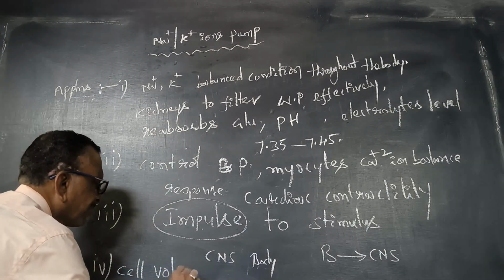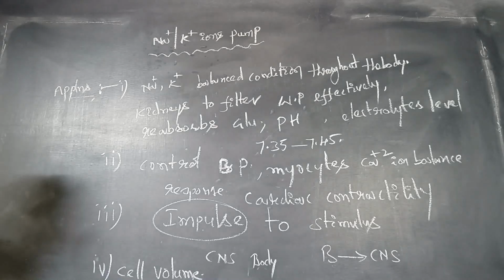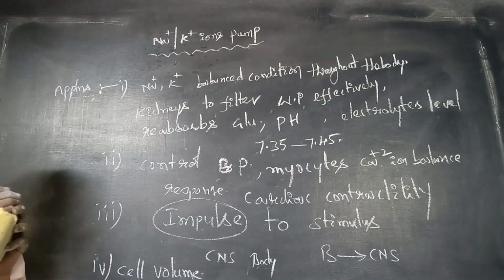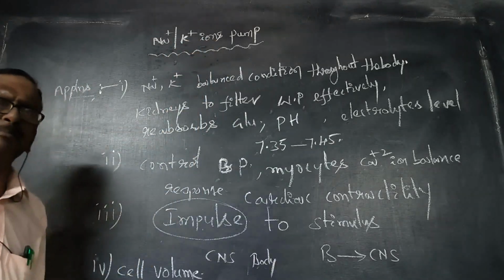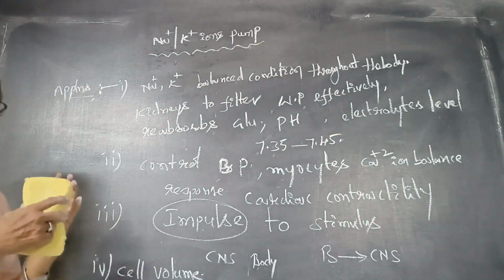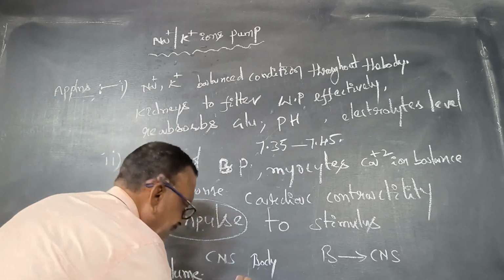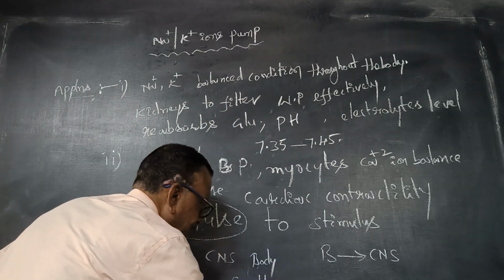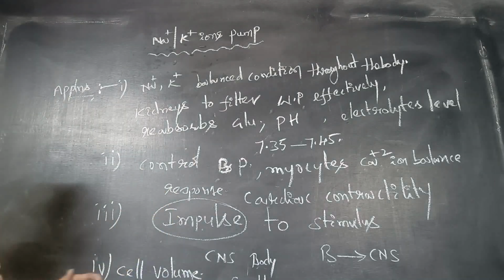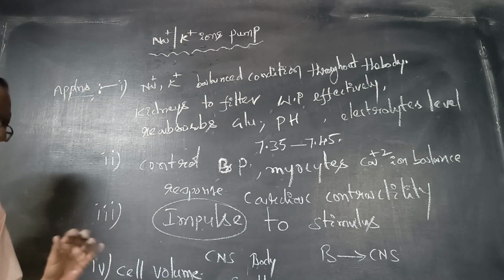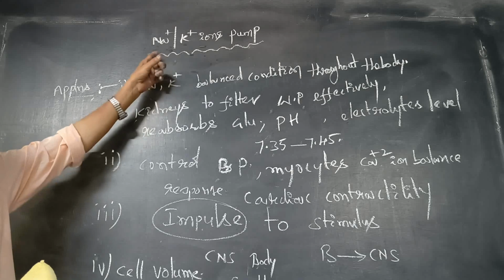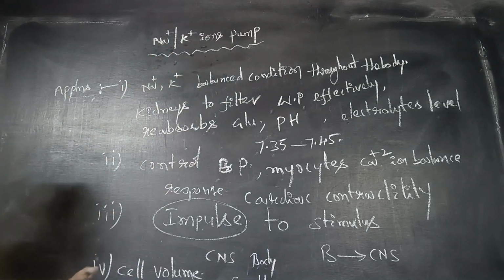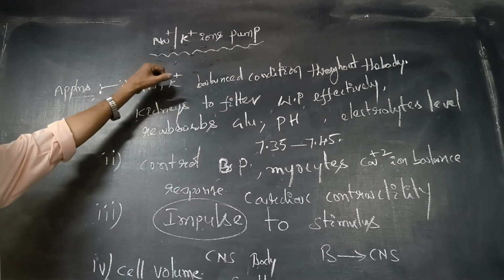It controls or regulates cell volume. What should be the size, what should be the volume of a cell? This is under the control of these ions. Suppose the sodium potassium ion pump is dysfunctional, it is not working, then what happens? The cell will get swollen. Wherever a cell is swollen, it means the sodium potassium ion pump is not functional. So this is the fourth application.